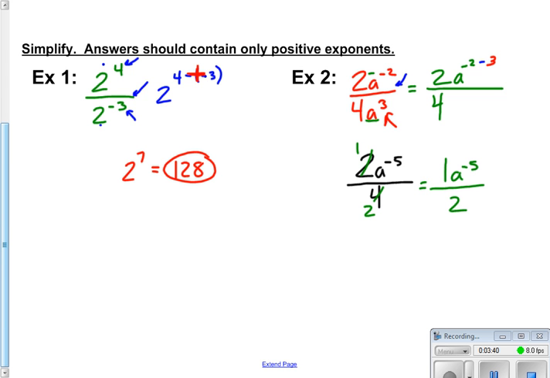Still not complete with this problem. The reason why is we have a negative exponent. We need to get rid of that negative exponent. In order to get rid of it, we need to move it to the bottom. And this a to the negative 5th is in the numerator. Slide it down to the bottom to get rid of that negative exponent. And on the top we still have 1. On the bottom you have 2a to the 5th.